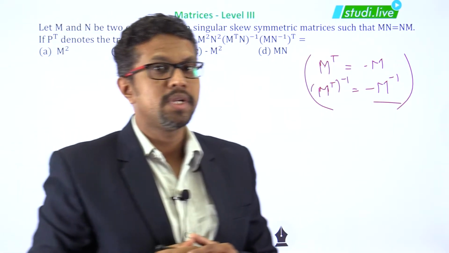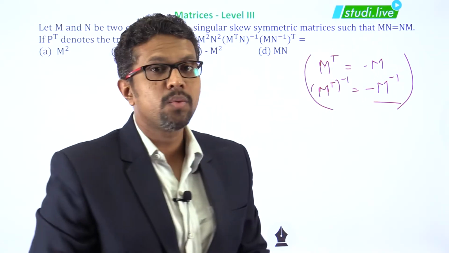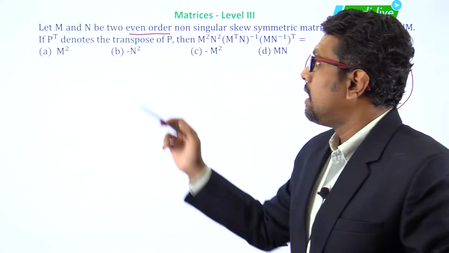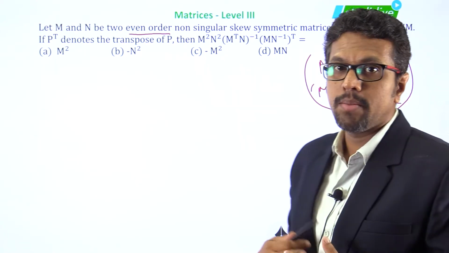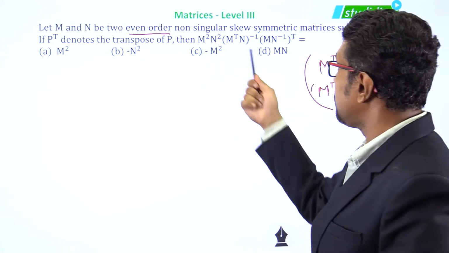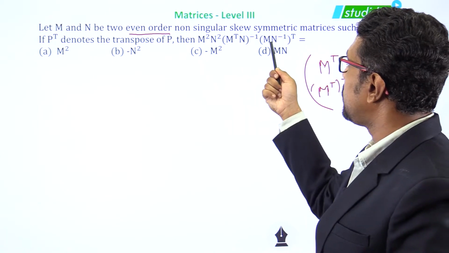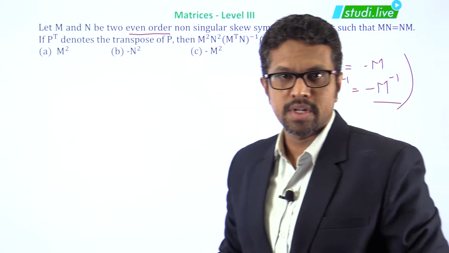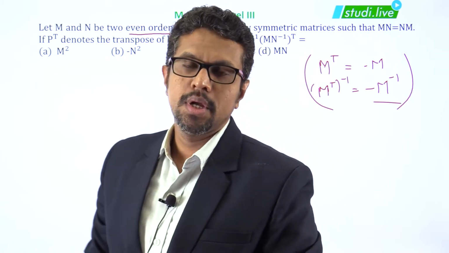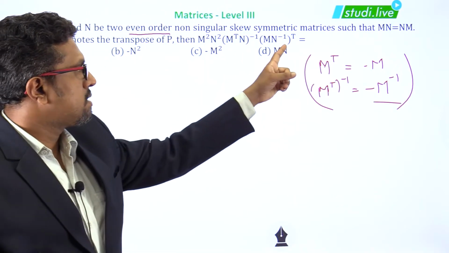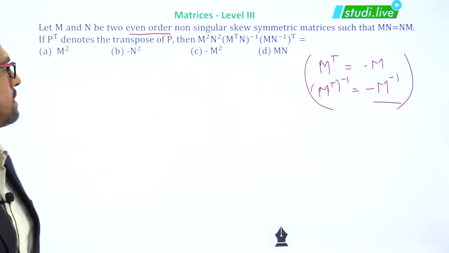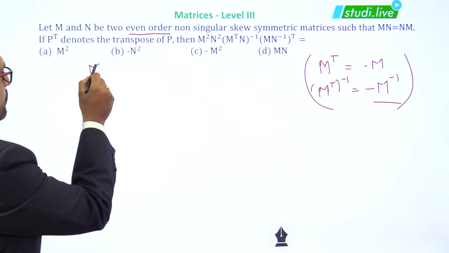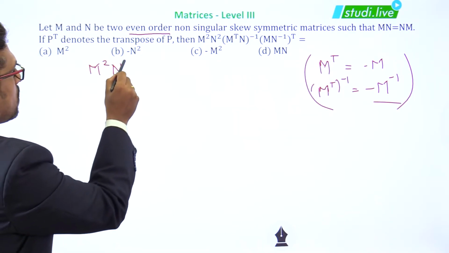So this is what is mentioned, and it is also given that MN equals NM. We are supposed to prove that N square into M transpose N inverse, the whole inverse, into MN inverse, the whole transpose, will be equal to what? So this is the question that is being asked. We have to find what value we are going to get when we solve this. So let us apply the properties and solve.